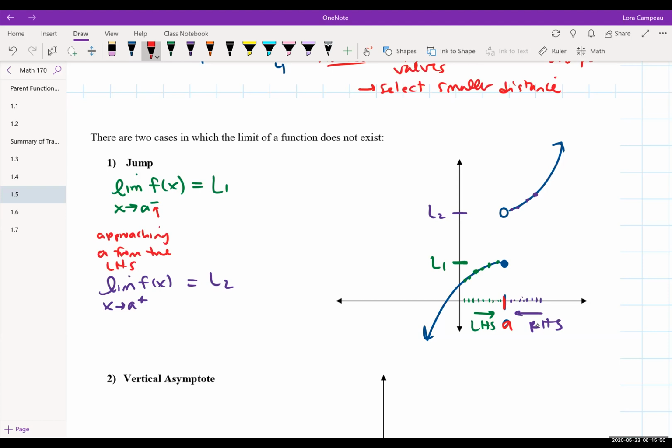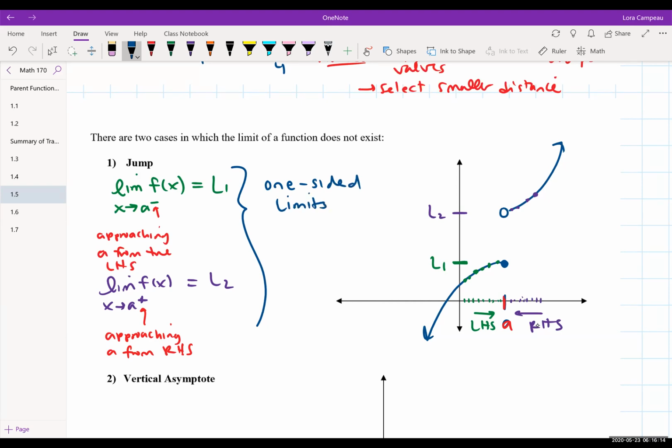And one more time, because you see that notation, you're approaching A from the right-hand side. Sometimes I like to think about it as the positive side. And these, my friends, when you see these notations with the plus or the minus signs, are called one-sided limits. We're not looking at it approaching from each side, we're looking at a single side at a time.